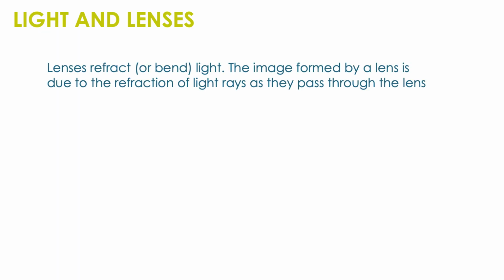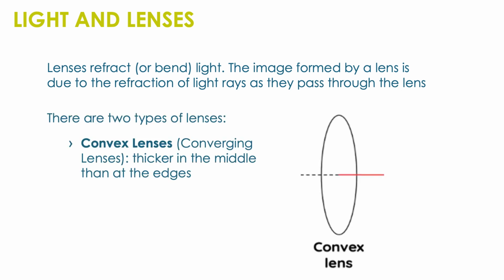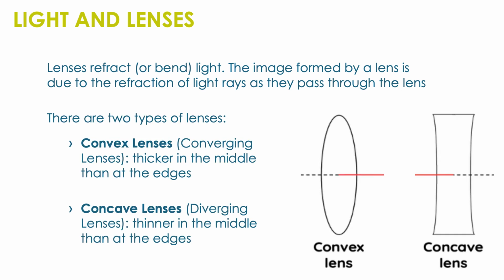So now let's move to images and how the images are perceived by our vision system. Lenses refract light to form images. The image formed by a lens is due to the refraction of light rays as they pass through the lenses. There are basically 2 types of lenses, the convex one and the concave one. So let's go more in depth into these concepts.